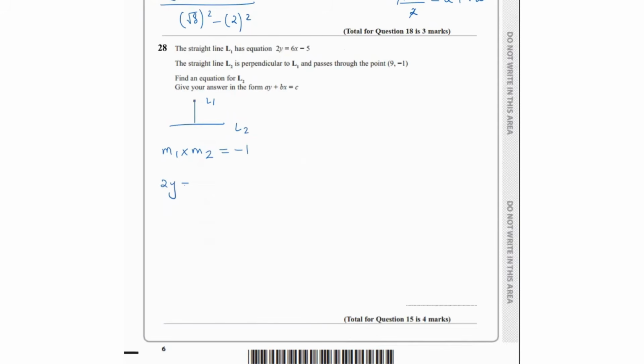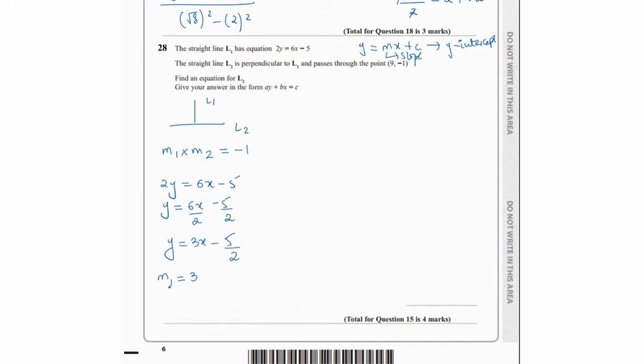L1 is 2y equals 6x minus 5. Make y the subject. So 6x over 2 minus 5 over 2. That is 3x minus 5 over 2. y equals mx plus c is the slope-intercept form. m is your slope and c is your y-intercept. This is basic coordinate geometry knowledge that you need to know. So our gradient from L1 is 3.